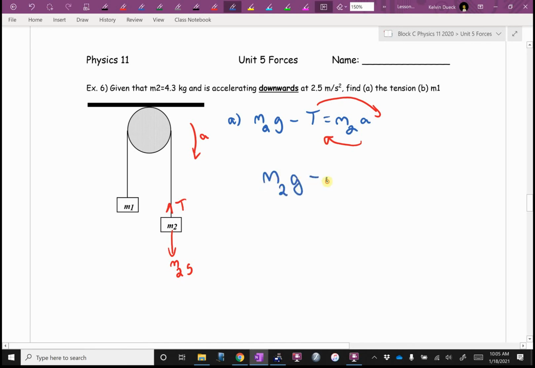M2G minus M2A. And Sarah, do you mind? I'm going to put the T equals on that side because that's where I like it. M2 is 4.3. 9.8 minus 4.3, 2.5.